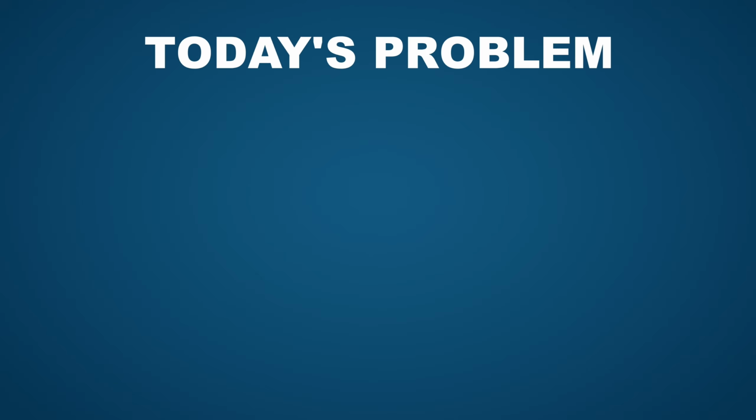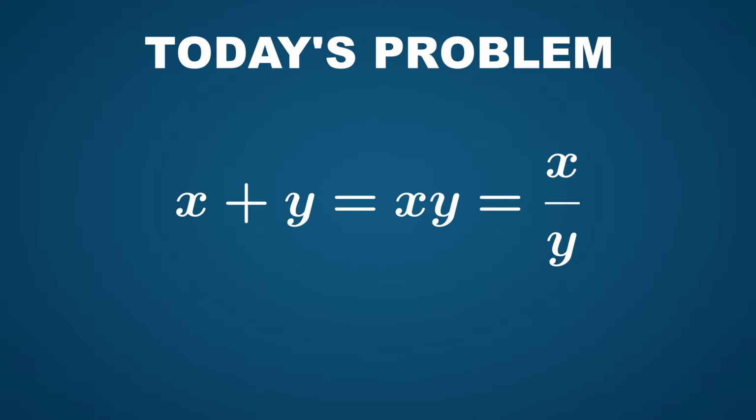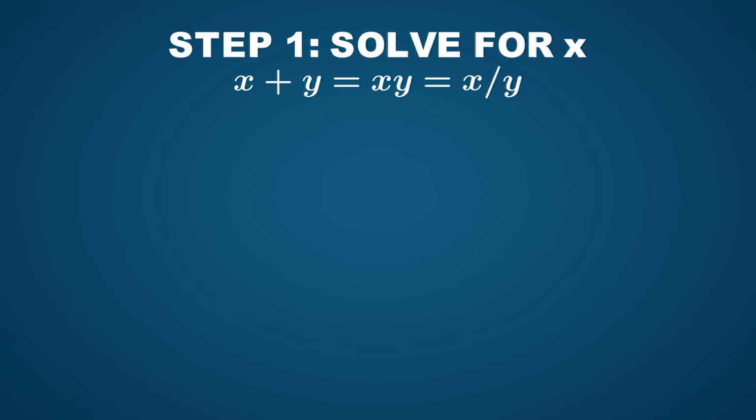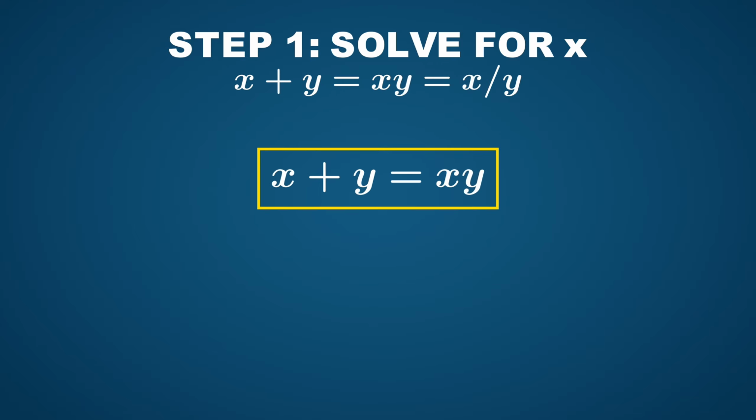Here is today's problem. X plus y equals x times y, which also equals x divided by y. We want to find the values of x and y. Let's start with the first two parts. X plus y equals x times y.